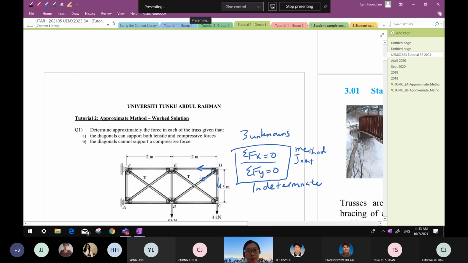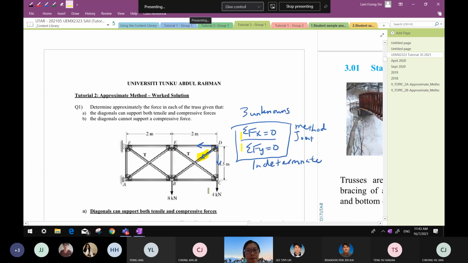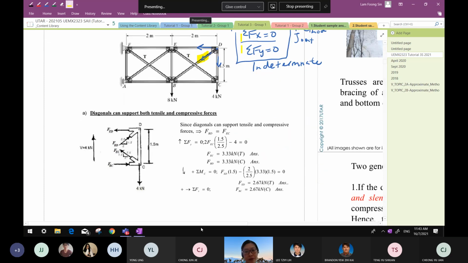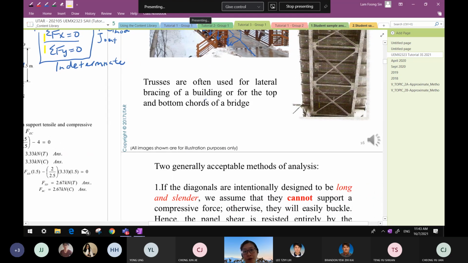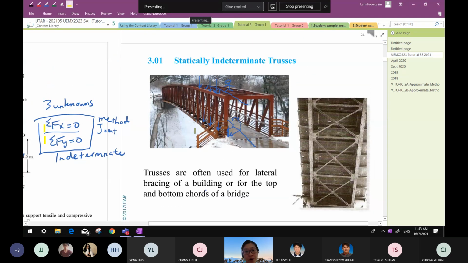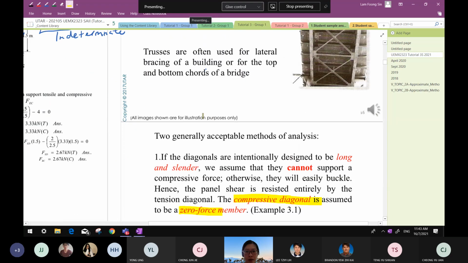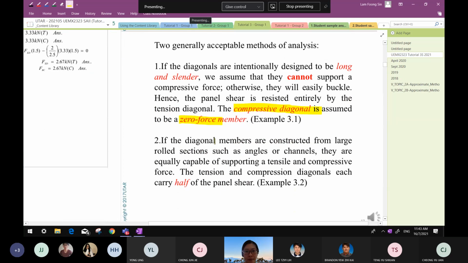If we take out one of the members here, as I remove this one, I only have two unknowns, so I can use the two equations of equilibrium. That's the whole purpose of making some assumptions. The members are pretty long here, not like 600 mm, they can go up to a meter or 2 meters, but of course the members are bigger.